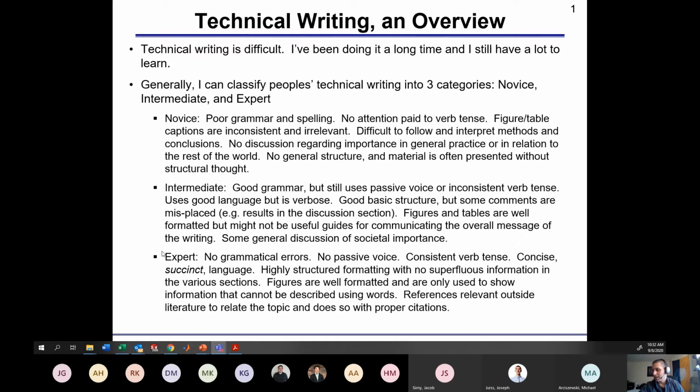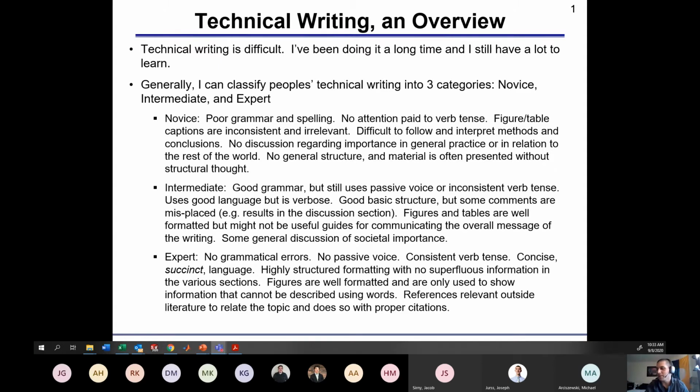Okay. Expert writing comes with years of experience. I still have some work to do to get there. Okay. No grammatical errors, no passive voice, constant verb tense, concise, succinct language, structured formatting, no superfluous information. Everything's in the right place. Figures well formatted. All these things that you would like to see from absolute expert writing. Lots of citations, doing so properly to relevant work outside of what you're doing currently. All right, this is like PhD level and above writing and technical ability.